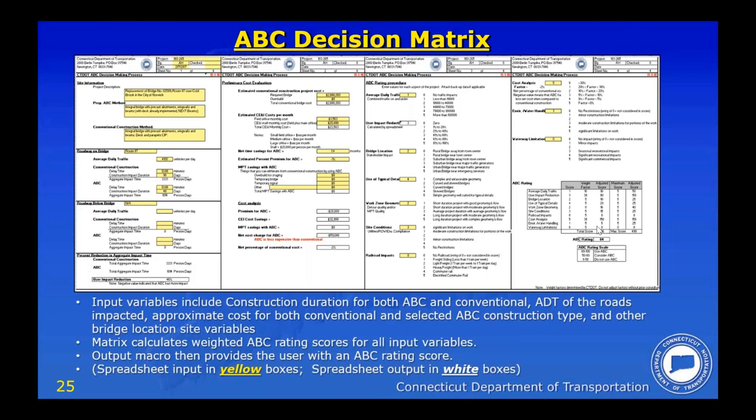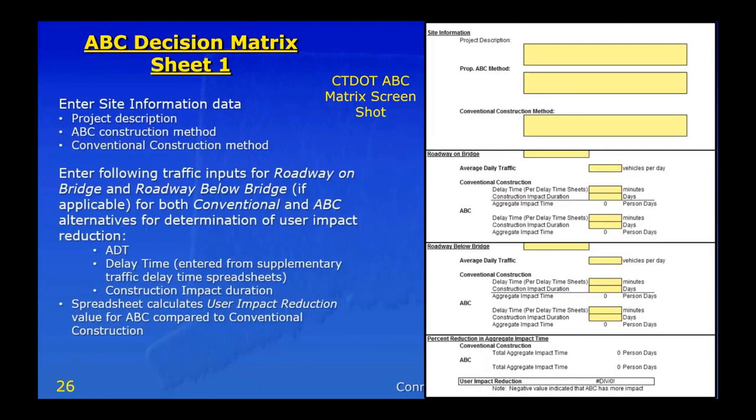Data is inserted in the yellow boxes, and the spreadsheet produces output in the white boxes. So as we discussed, the first cell up here is for the entry of description of the ABC project, what it is versus the conventional project. And we might be doing several of these for different ABC options on any given project. Again, we noted this cell computing traffic impacts, user impacts below and above the bridge. And then a note of user impact reduction here for accelerated bridge construction.